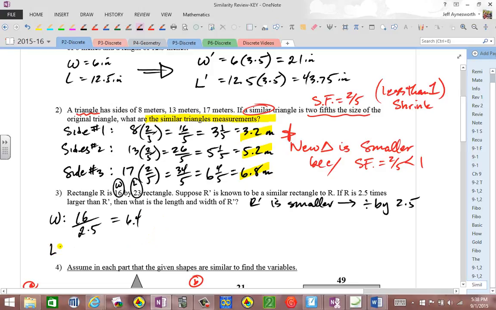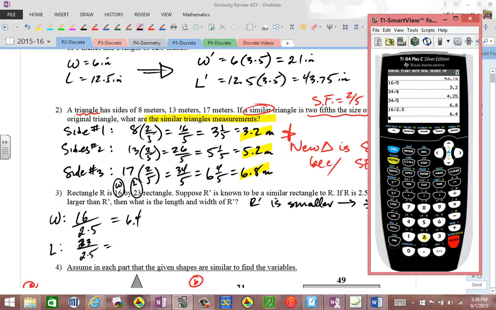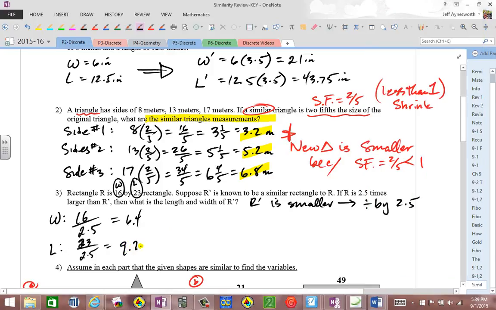And then the length, well, it's 23 divided by 2.5. It should shrink, right? 9.2. So the new rectangle is smaller. What is it? Well, it's 6.4 by 9.2. Why? Because it shrank. The original one is 2.5 times bigger than the similar one, so the similar one has to be smaller. So it's 6.4 by 9.2, whatever the units are.